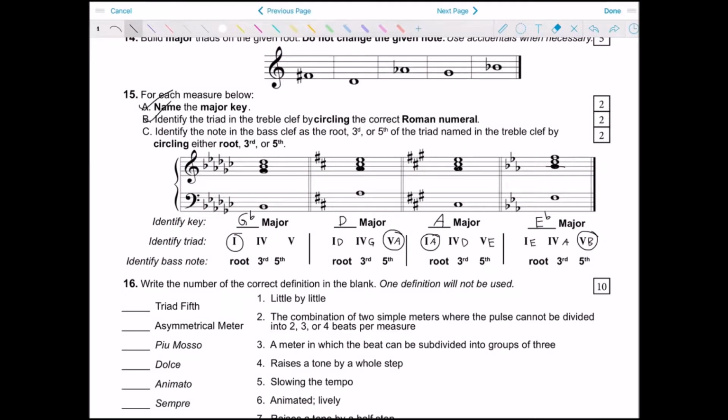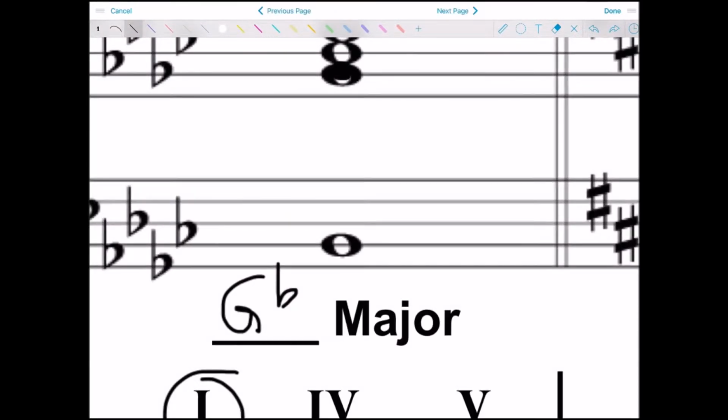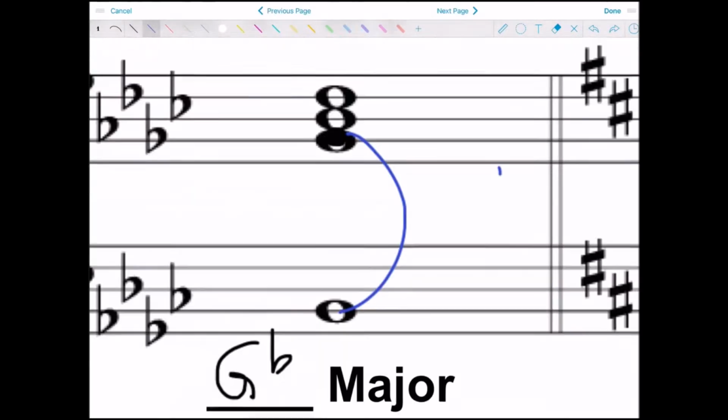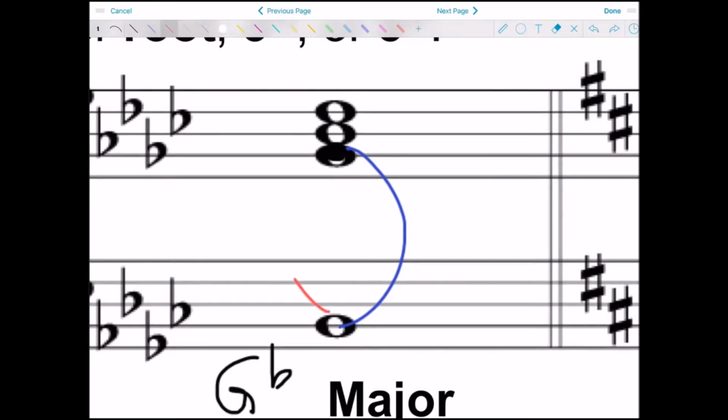C says, identify the note in the bass clef as the root, third, or fifth of the triad named in the treble clef by circling either root, third, or fifth. Okay, so now that we have identified the type of chord, we have to figure out, is this bottom note the same as this bottom note? Is it the same letter name? Is it this one, or is it this one?